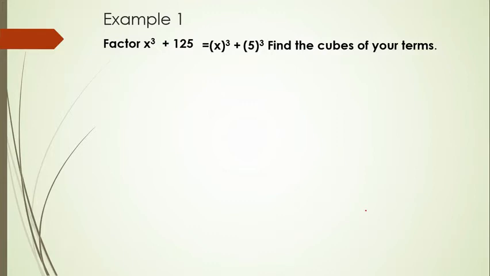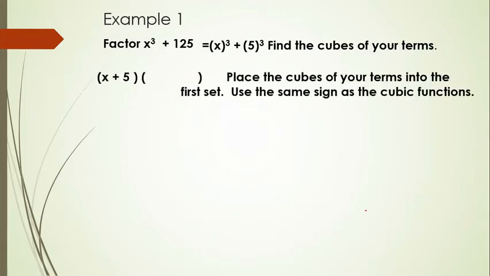Okay, let's take a look at example 1. We're going to factor x cubed plus 125. Notice this is a sum of cubes. Our cube root of x cubed is just x, and the cube root of 125 is 5. We're going to place these into the binomial. So whatever your cube roots are, they go into the binomial. And you use the same sign as what you started the problem as.